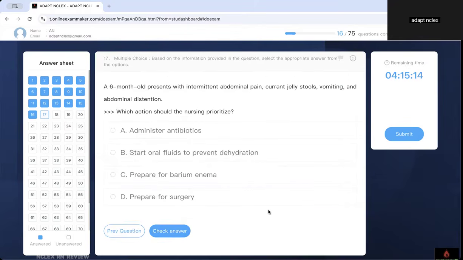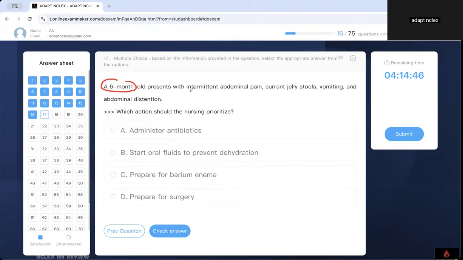Number 17. A 6-month-old presents with abdominal pain, currant jelly stool, vomiting, abdominal distension. I'm using this type of question to show you test-taking strategy and energy generation. But I'm changing it to the client's need. I give you a bunch of symptoms, connect the dots, and it says, which action should the nurse prioritize? If you look at the information given, put it together.